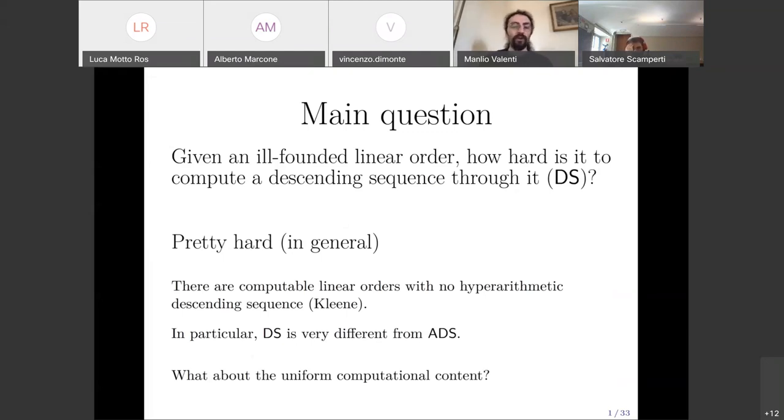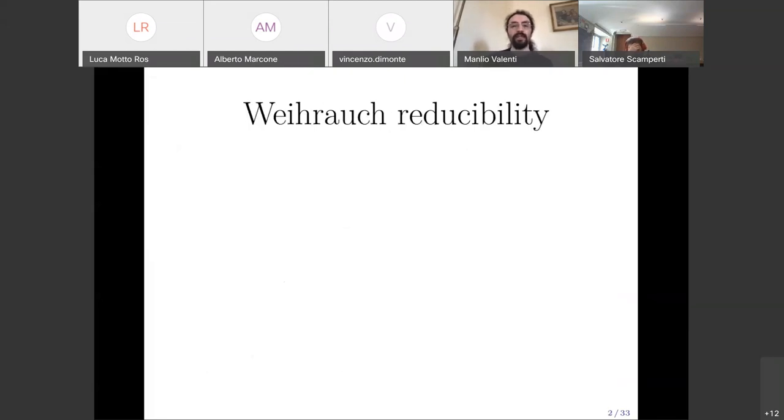But today we will mostly focus on the uniform computational content, and this is usually framed in the language of Weihrauch reducibility. So I'm not really going to make up a full talk on Weihrauch reducibility. Most of you are probably somewhat familiar with it. But just to be sure that we're all on the same page, I would like to give you the main idea of how things work and what's the intuition behind the definition.